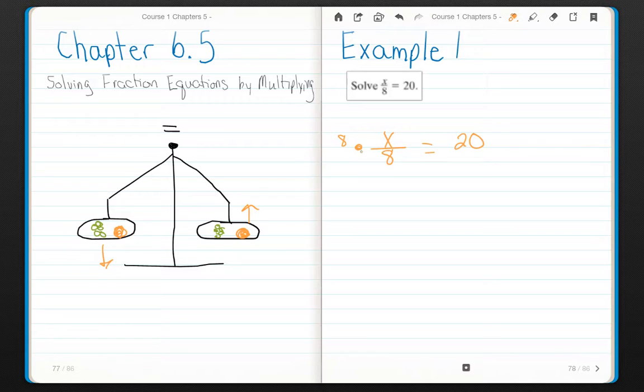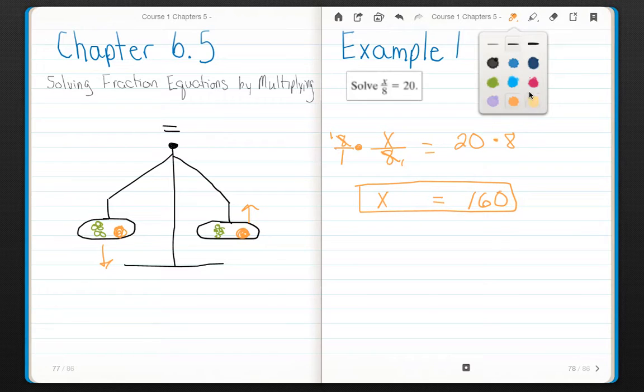So I'm going to multiply this side of the equation by 8. The reason I'm going to do that is because I can cross cancel these. 8 divided by 8 is equal to 1. Well, 1 times x is x. 1 times 1 is 1. So I'm left with x on this side of the equation. Well, right now my equation is not in balance. I multiplied this side by 8, but not the right side. So I need to multiply this side by 8 as well. So 20 times 8 is equal to 160. Now my two sides are in balance, and here is my answer.